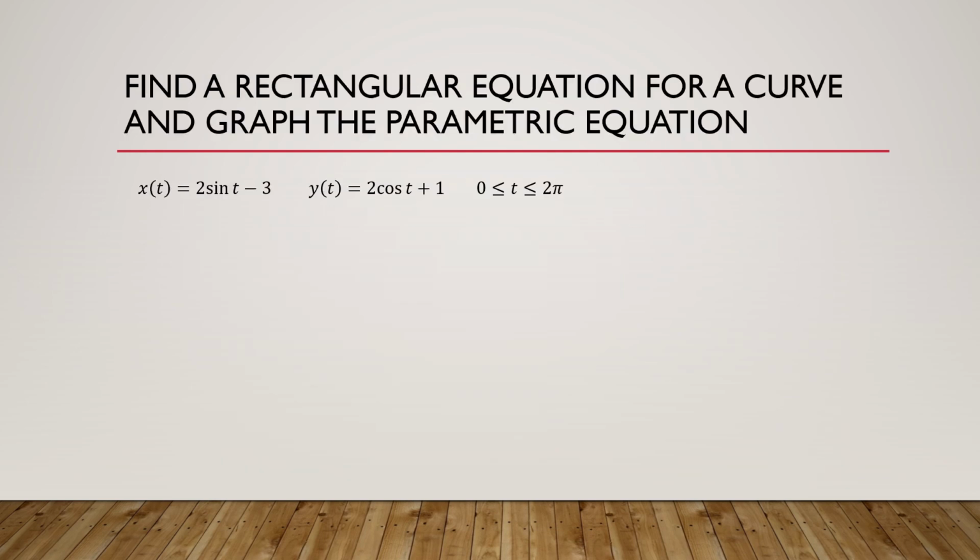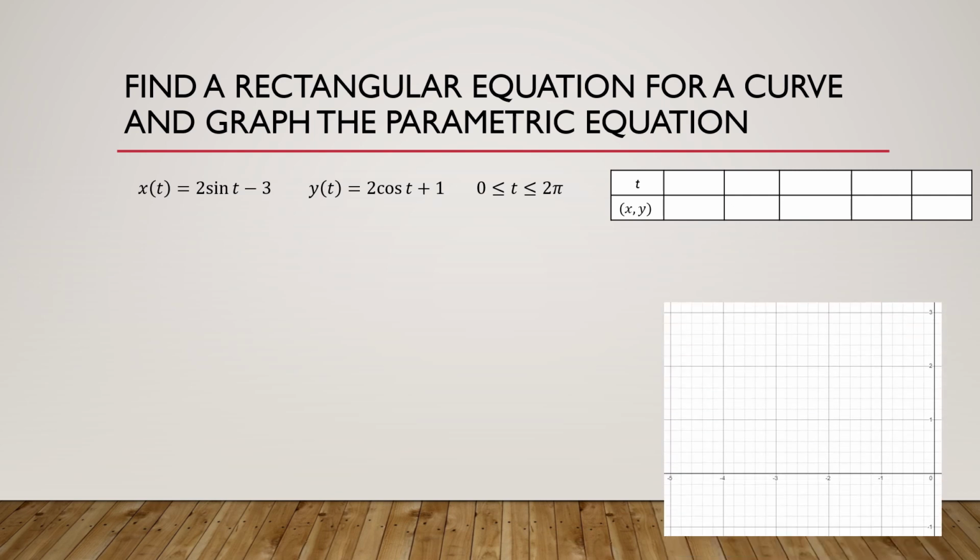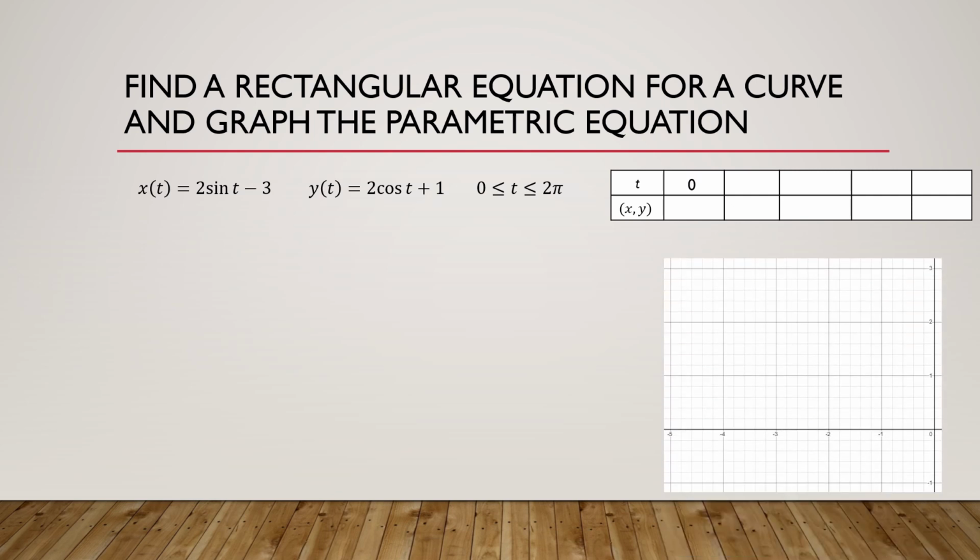Let's find the rectangular equation for the parametric equations x of t is equal to 2 sine t minus 3 and y of t equals 2 cosine t plus 1 for all t between 0 and 2 pi. For this set of parametric equations, we will start by charting the xy coordinates and graphing the equations within the range of t. At t equals 0, x is -3 and y is 3.